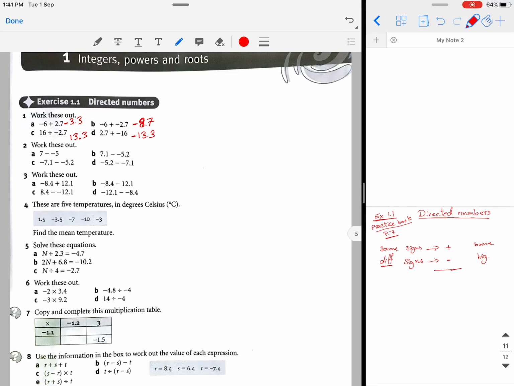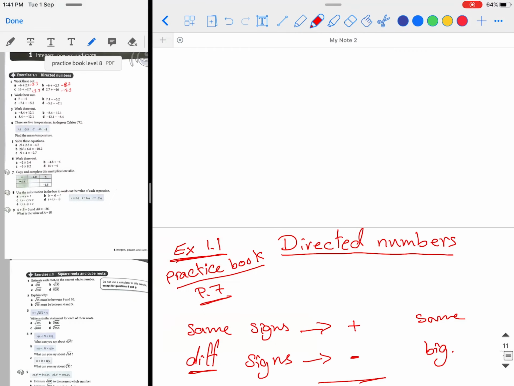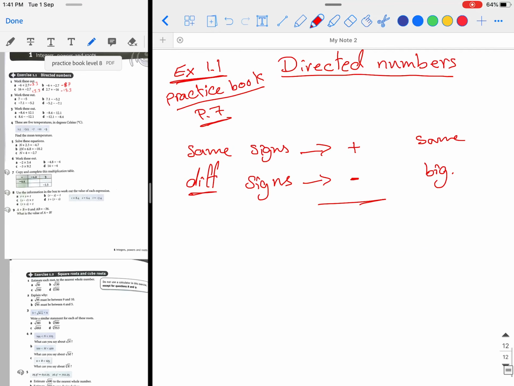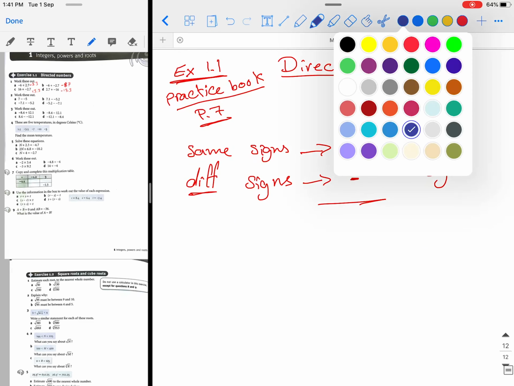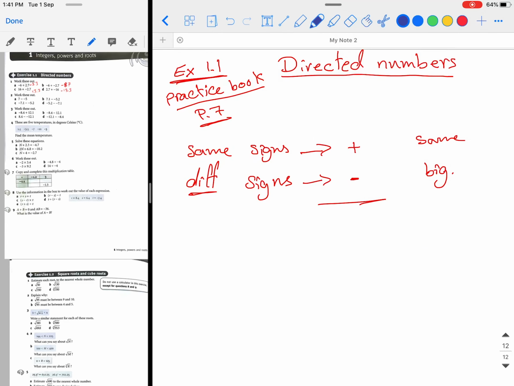Okay, for subtraction, we said you can use this rule. Keep, change, change. Keep the sign of the first number. After that, change the operation. After that, change the sign of the second number.